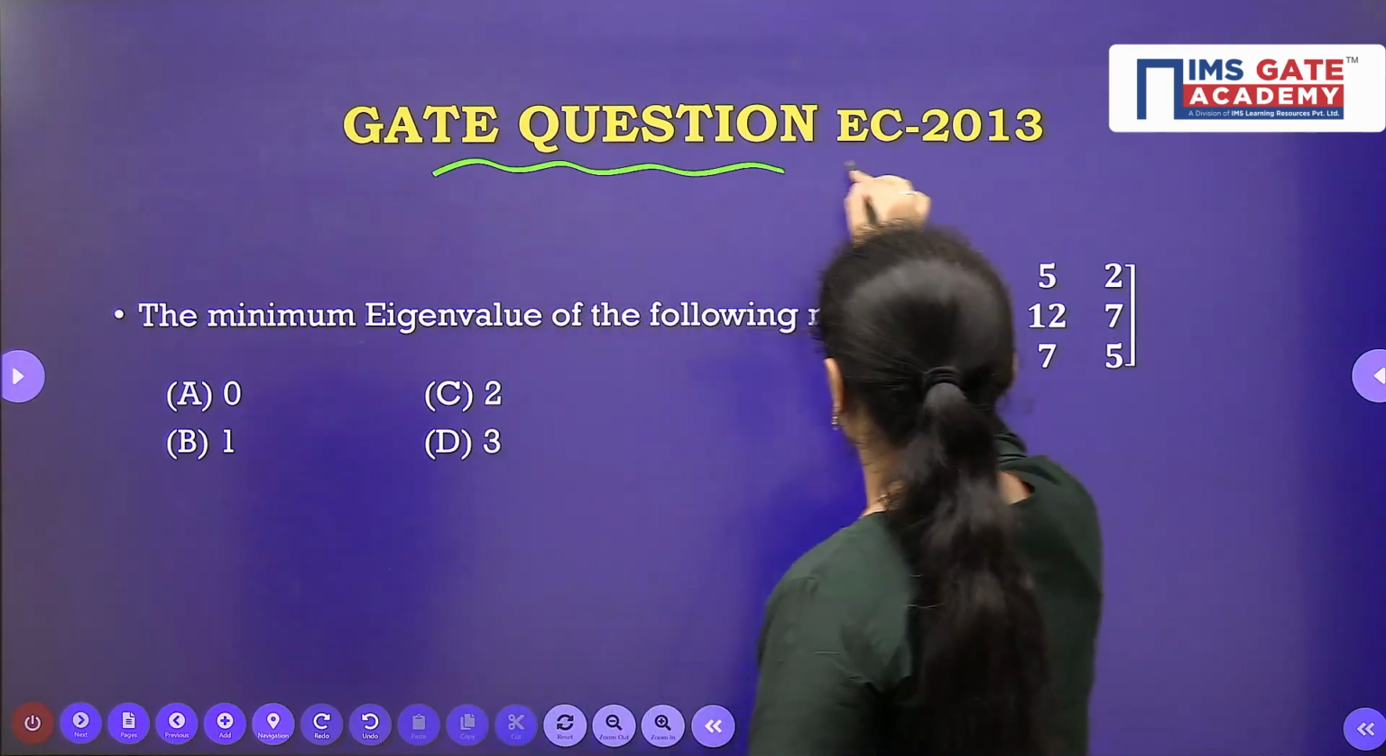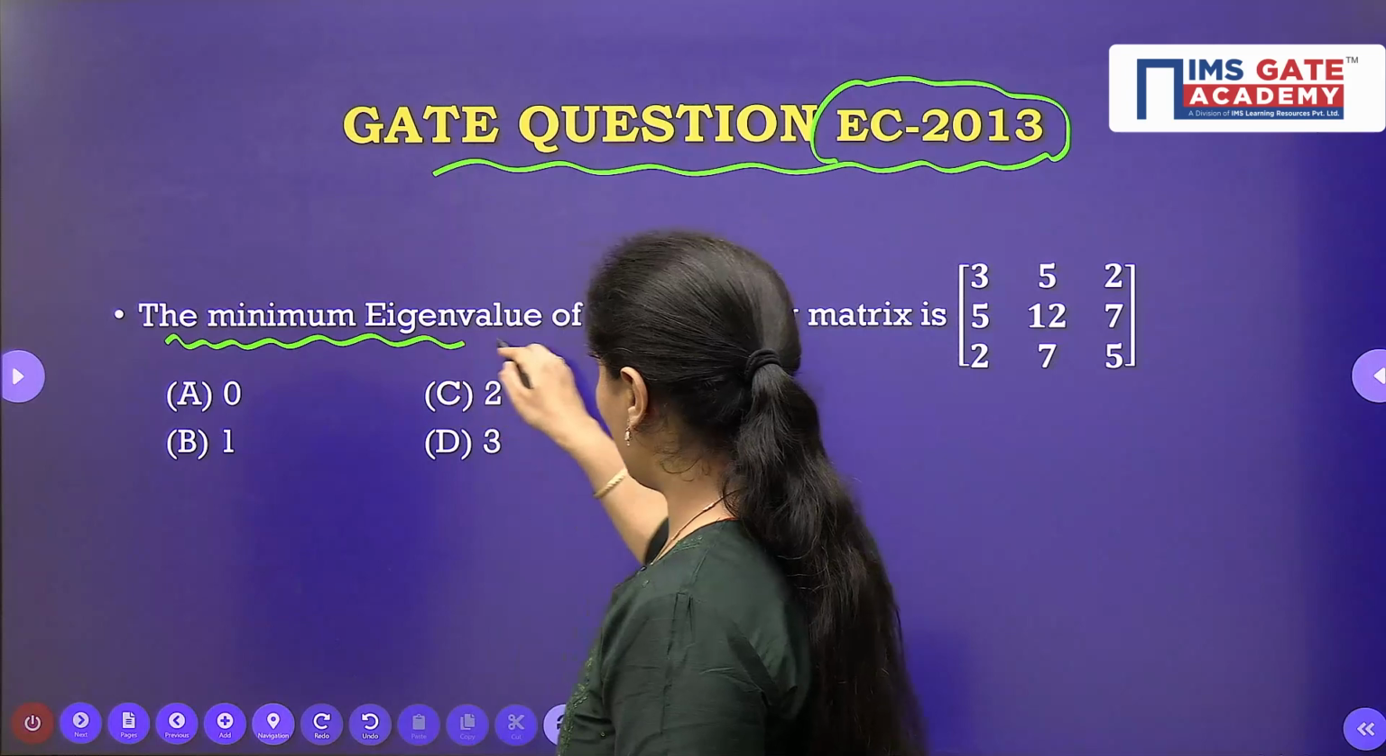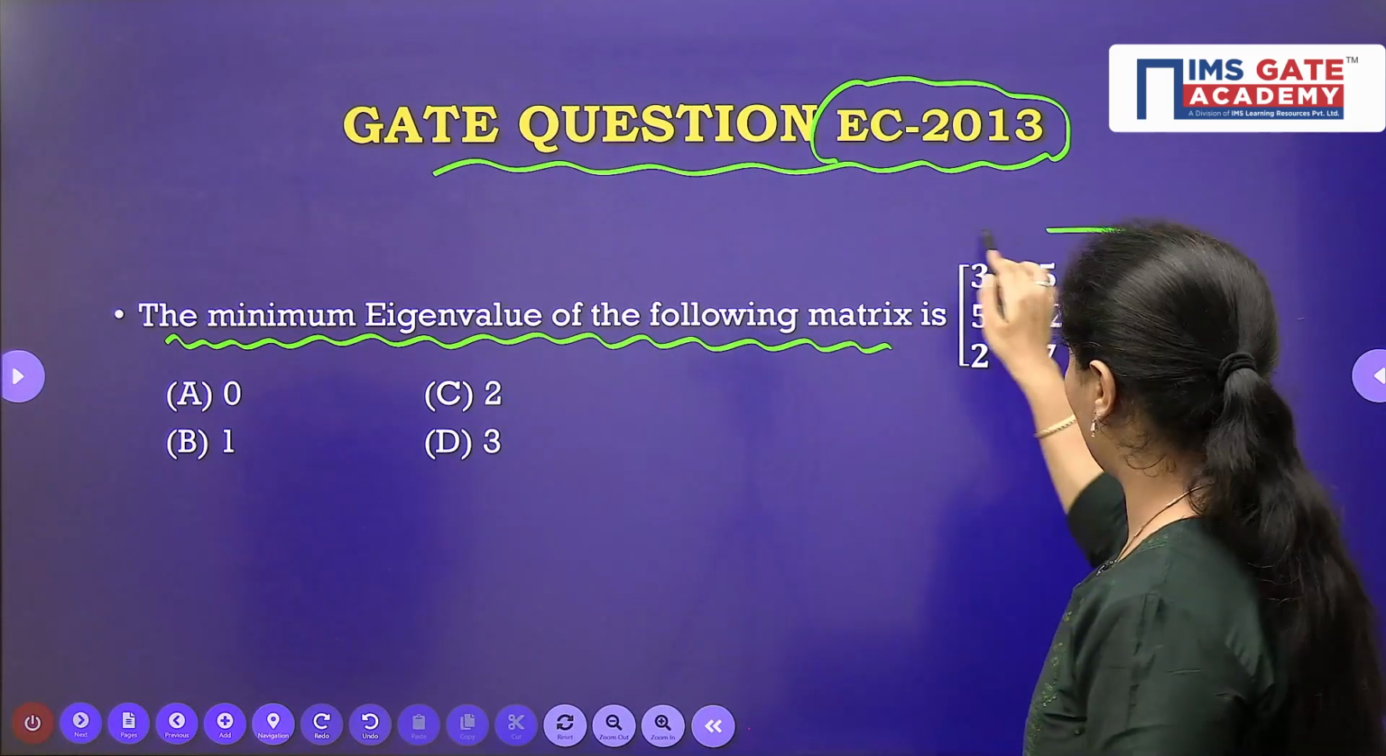This is a GATE question which was asked in the 2013 examination. Find the minimum eigenvalue of the following matrix. I have a matrix.